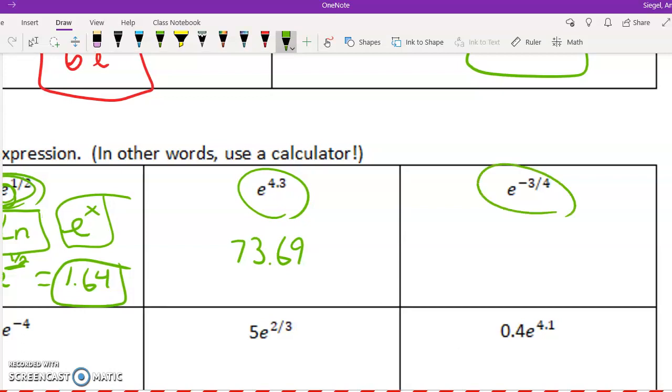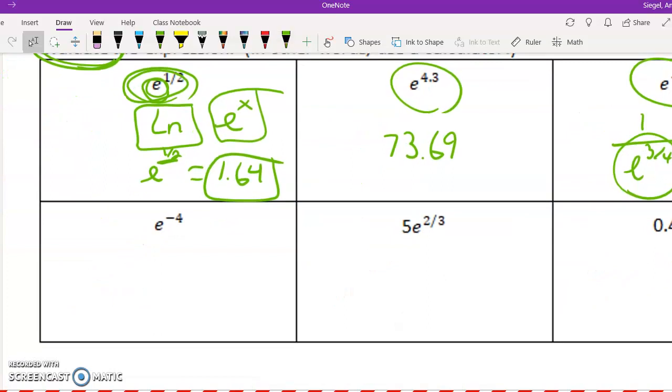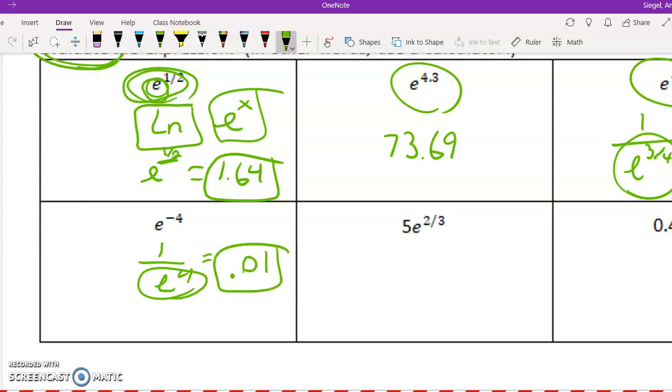And this one, when you type it in, is like 1 over e to the 3/4. So what I would do is just type in e to the 3/4 power, though either way is fine. I'm going to tell you your answer, so you can play with it. Your answer should be about 0.47. Okay, let's keep going. This, the same thing, is going to be 1 over e to the 4th. A lot of times I'll just do e to the 4th and then divide that answer from 1. It should be about, it's really small, like 0.01.